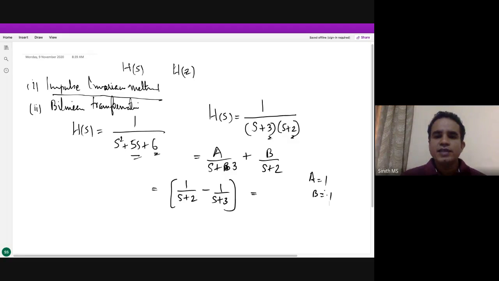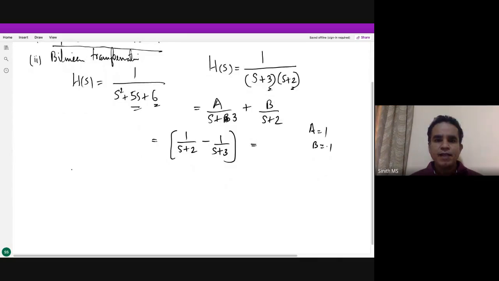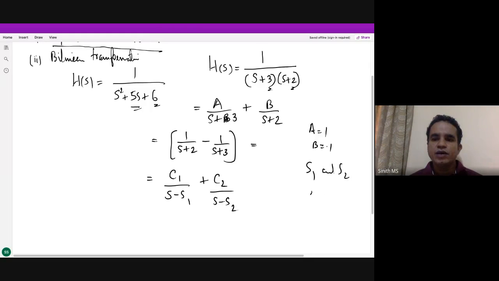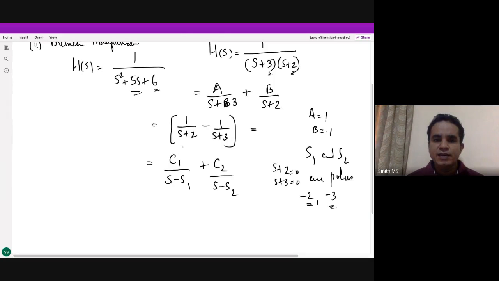If these are available like this, you know that this can be written as some C1 by s minus s1 plus C2 by s minus s2, where s1 and s2 are poles. S1 and S2 are poles here, and they are minus 2 and minus 3 respectively. When you equate s plus 2 and s plus 3 to 0, you get that the poles are minus 2 and minus 3. So C1 is 1 and C2 is minus 1.